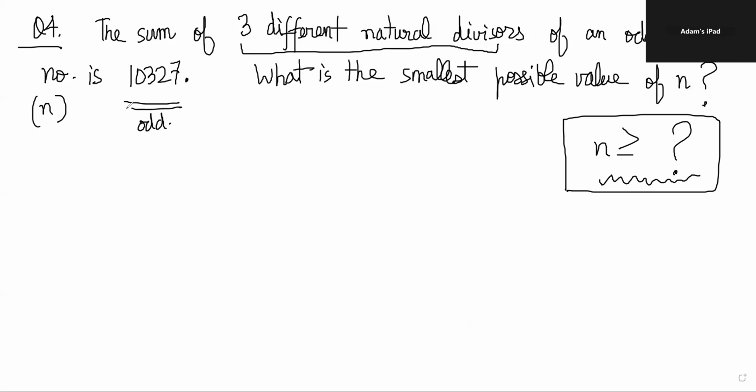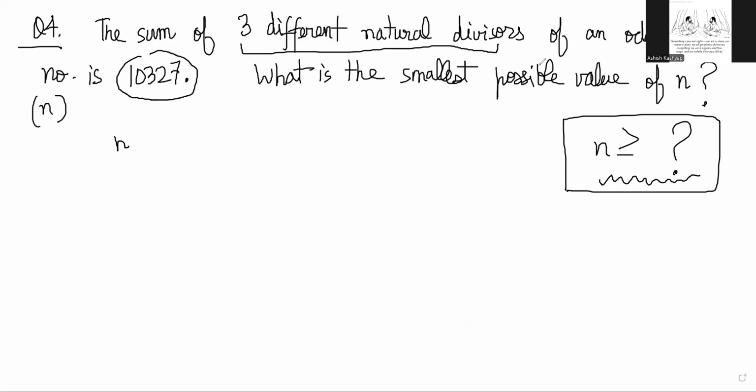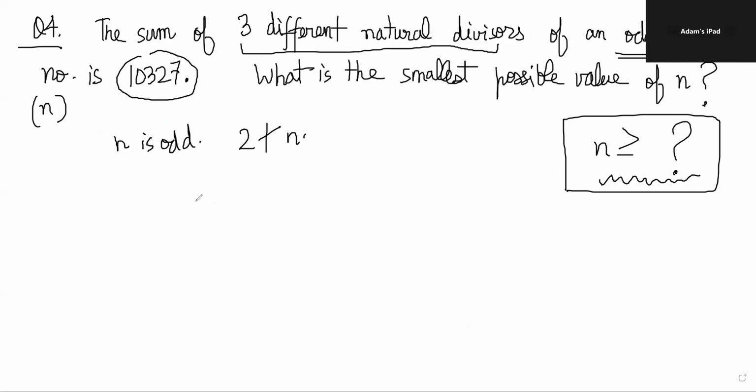No, wait, that is not... this is even one, we can't say that, I think. Oh, wait, it is an odd number. It has been given. N is odd is given. So we cannot say that on the basis of this number, but we can say that because n is odd. So 2 doesn't divide n.